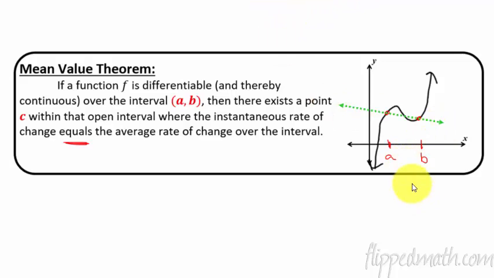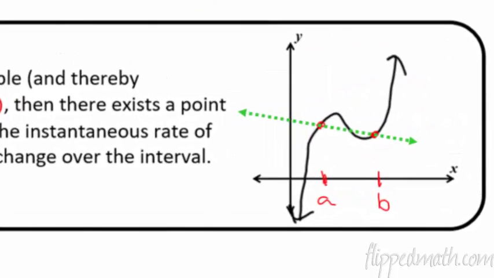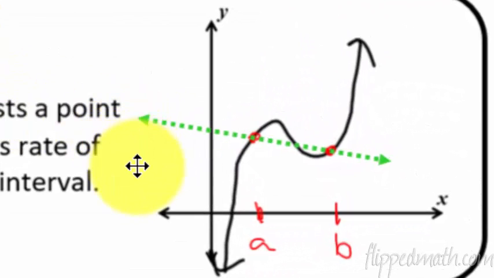Okay, there's our secant line, and the slope of this represents the average rate of change from A to B. Somewhere along this graph, there has to be another point. In fact, I'm going to zoom in here so you can see it. There's got to be some point C, at least one point, in which you have exactly the same slope.